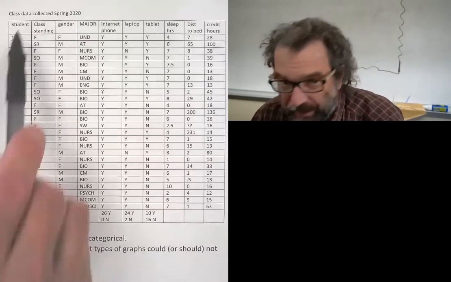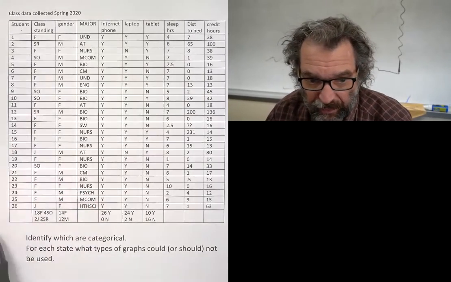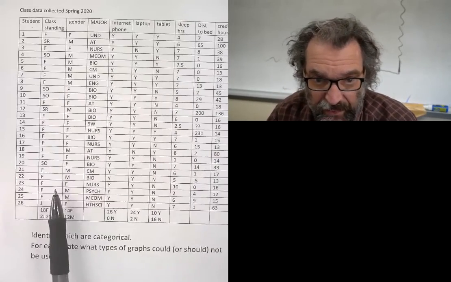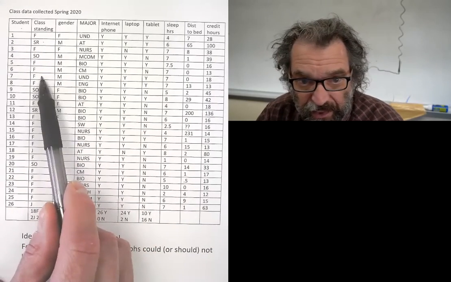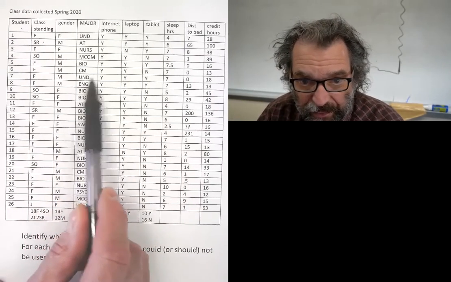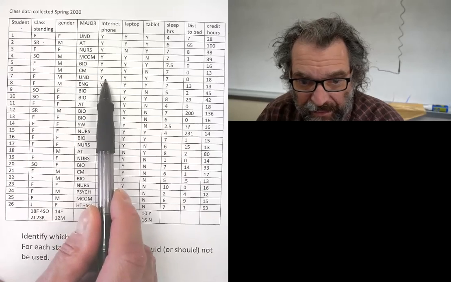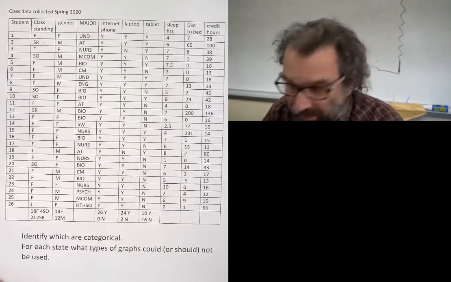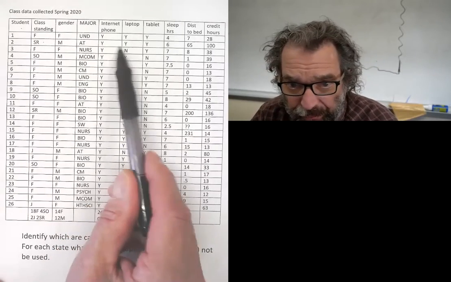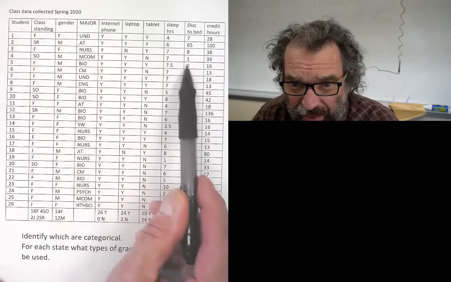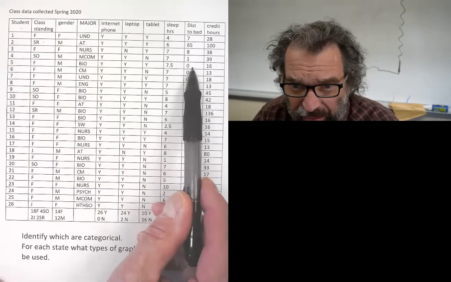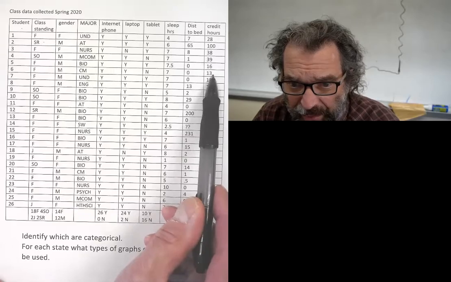And over here, I've got a student ID number for 26 students. And then what their class standing is, freshman, sophomore, junior, senior, what their gender is, what their major is, whether they have internet on their phone, whether they have a laptop, tablet, how many hours they slept last night, how far it is to their bed from their class, how many credit hours they have completed so far.